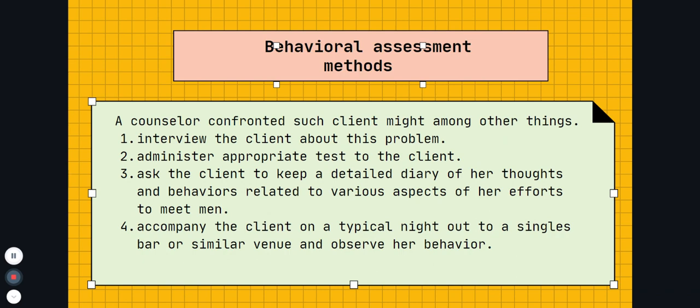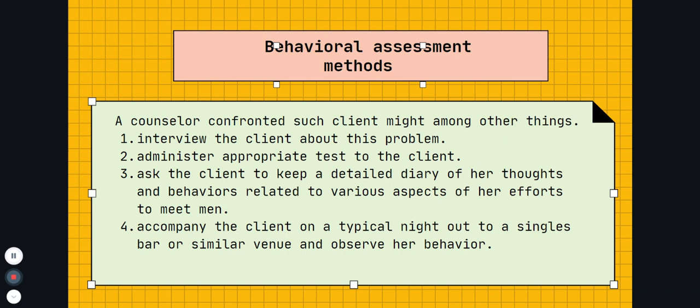So this would be the time for the counselor to select the appropriate test for the client, or the behavioral test that she will administer to her client. So the third is ask the client to keep a detailed diary of her thoughts and behaviors related to various aspects of her efforts to meet men.